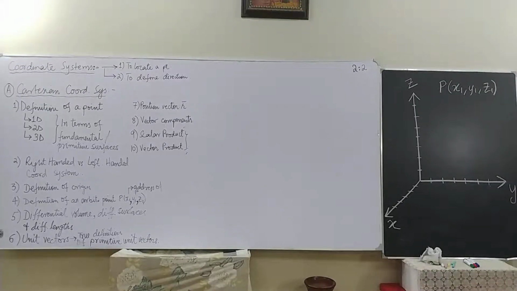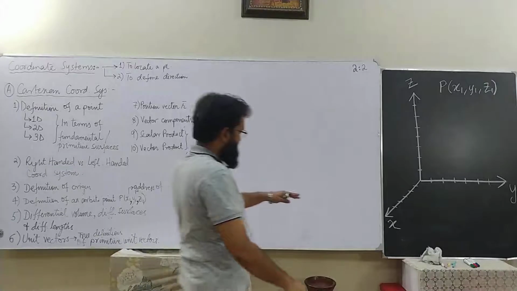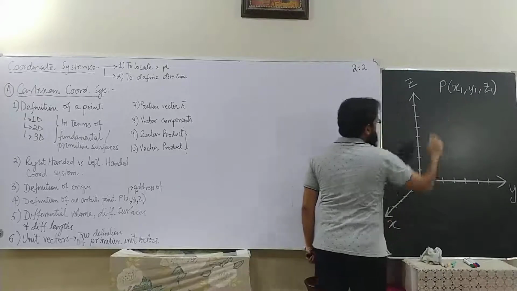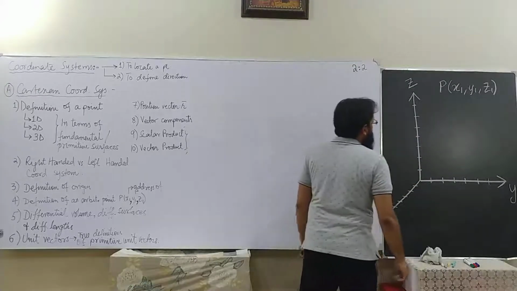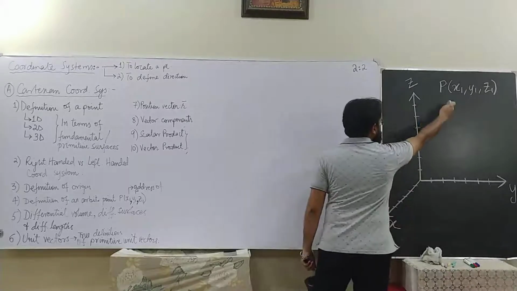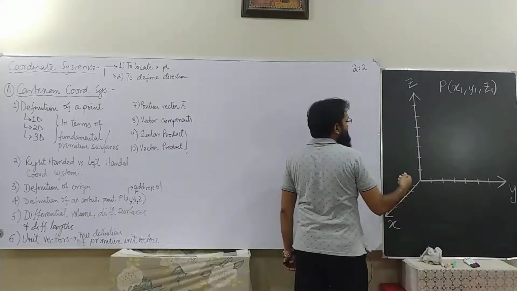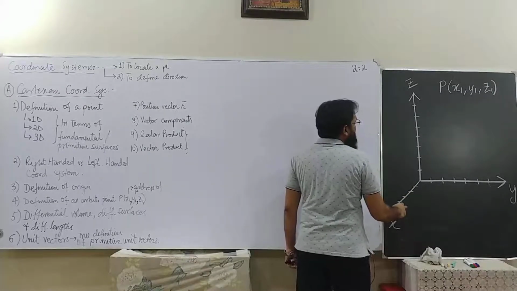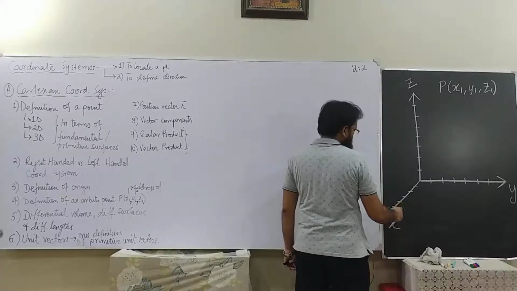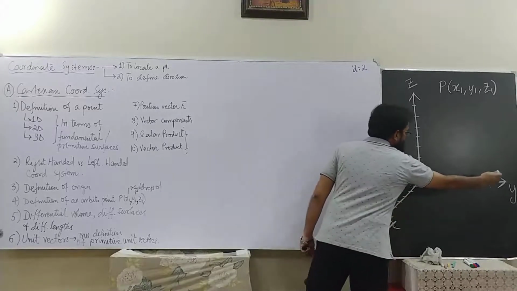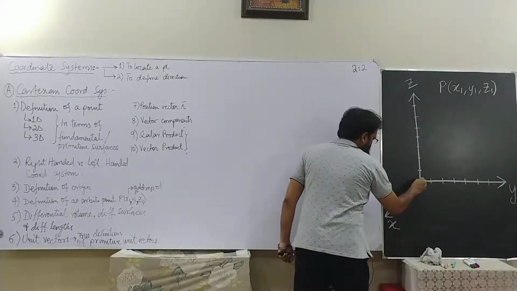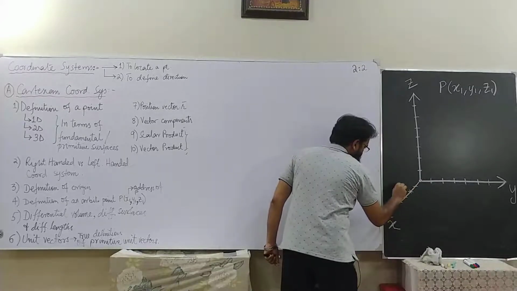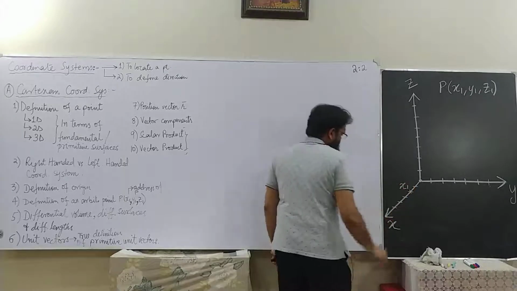So now consider this set of axes, x, y, z, and consider this point whose coordinates are x1, y1, z1. What does it mean? It means that to reach this point we should reach an imaginary surface which intersects the x-axis at x1, and which is perpendicular to the x-axis and also parallel to the y-z axes. So from the origin we will move in this direction, and let's say this point is x1. We have reached this point.